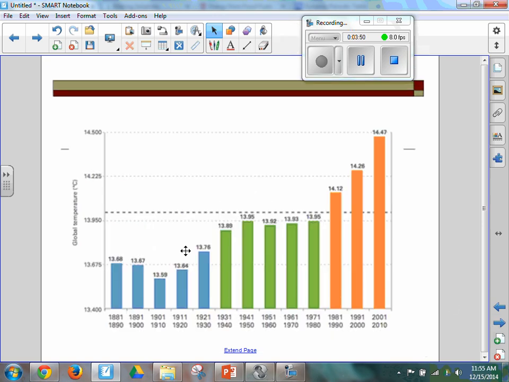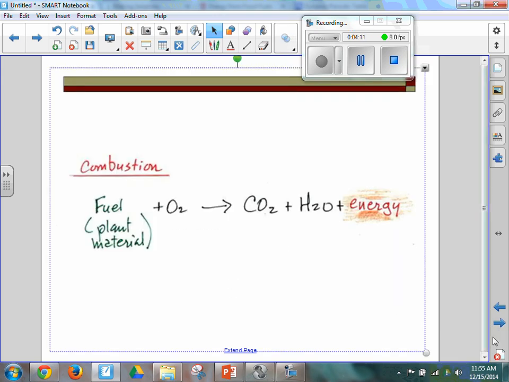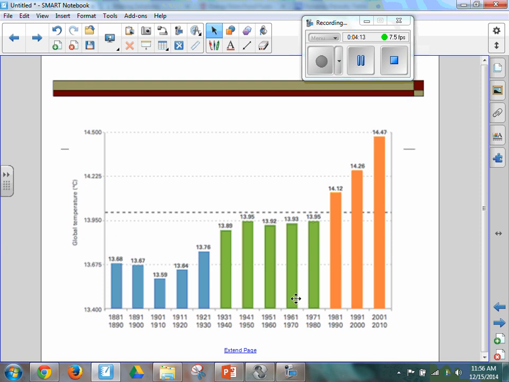So now, the reason why we're so concerned about how much carbon dioxide we put out, and we're going to do this chemical reaction actually in a couple of days, but for the most part, what ends up happening is it holds on to energy a little bit more. So you can see as we've consumed more and more carbon dioxide-producing materials, from 1950 to 2000, the average temperature has also increased. So that's a big issue going forward.